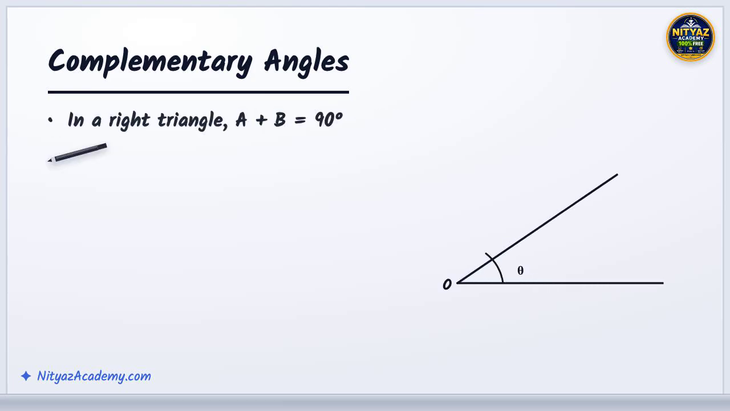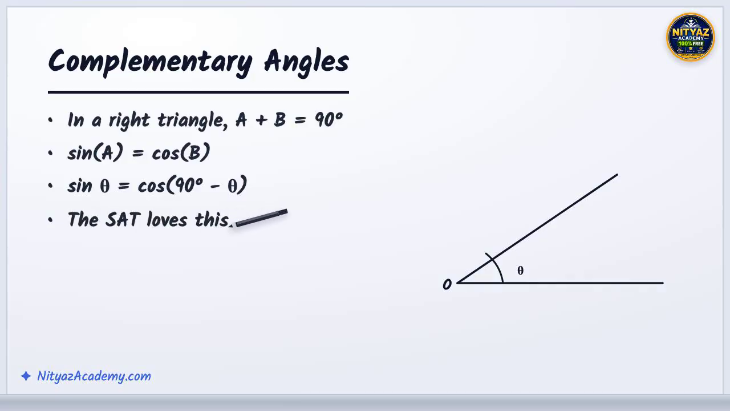In any right triangle, the two non-right angles add to 90 degrees, so they're complementary. That gives a slick identity the SAT tests over and over. The sine of one angle equals the cosine of its complement. In symbols, sine of theta equals cosine of 90 minus theta. If a question gives you sine of x and asks for cosine of 90 minus x, they're the same value.